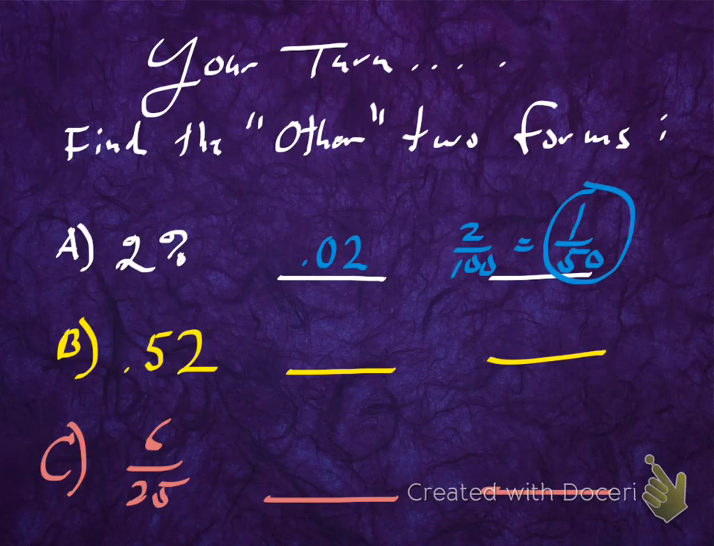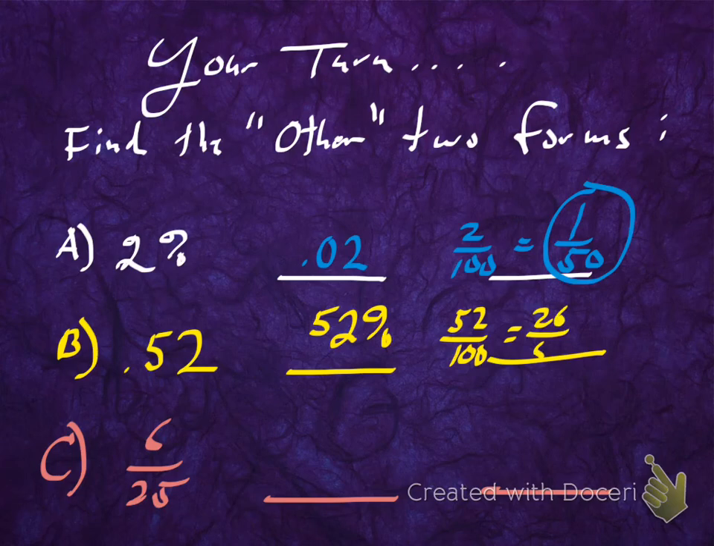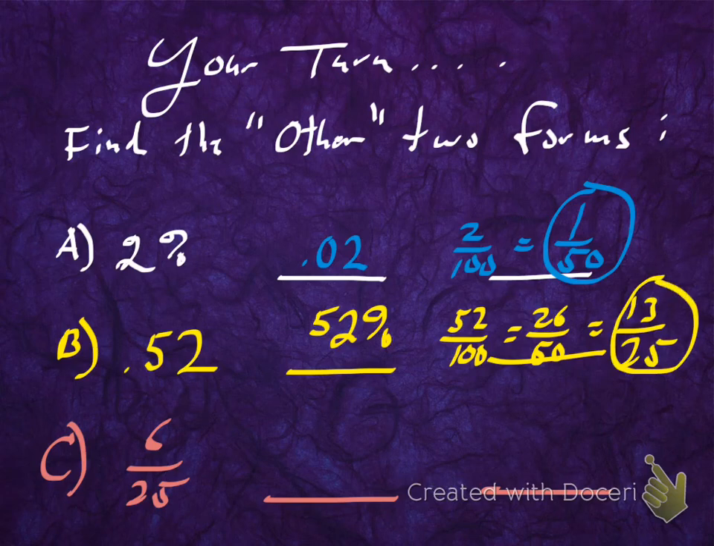0.52, again, let's do the percent first because it's pretty easy. That's 52%. And as a fraction, it's 52 over 100, which is 26 over 50, which is 13 over 25. And I can't go any farther than that, so that's reduced. And finally, the last one.